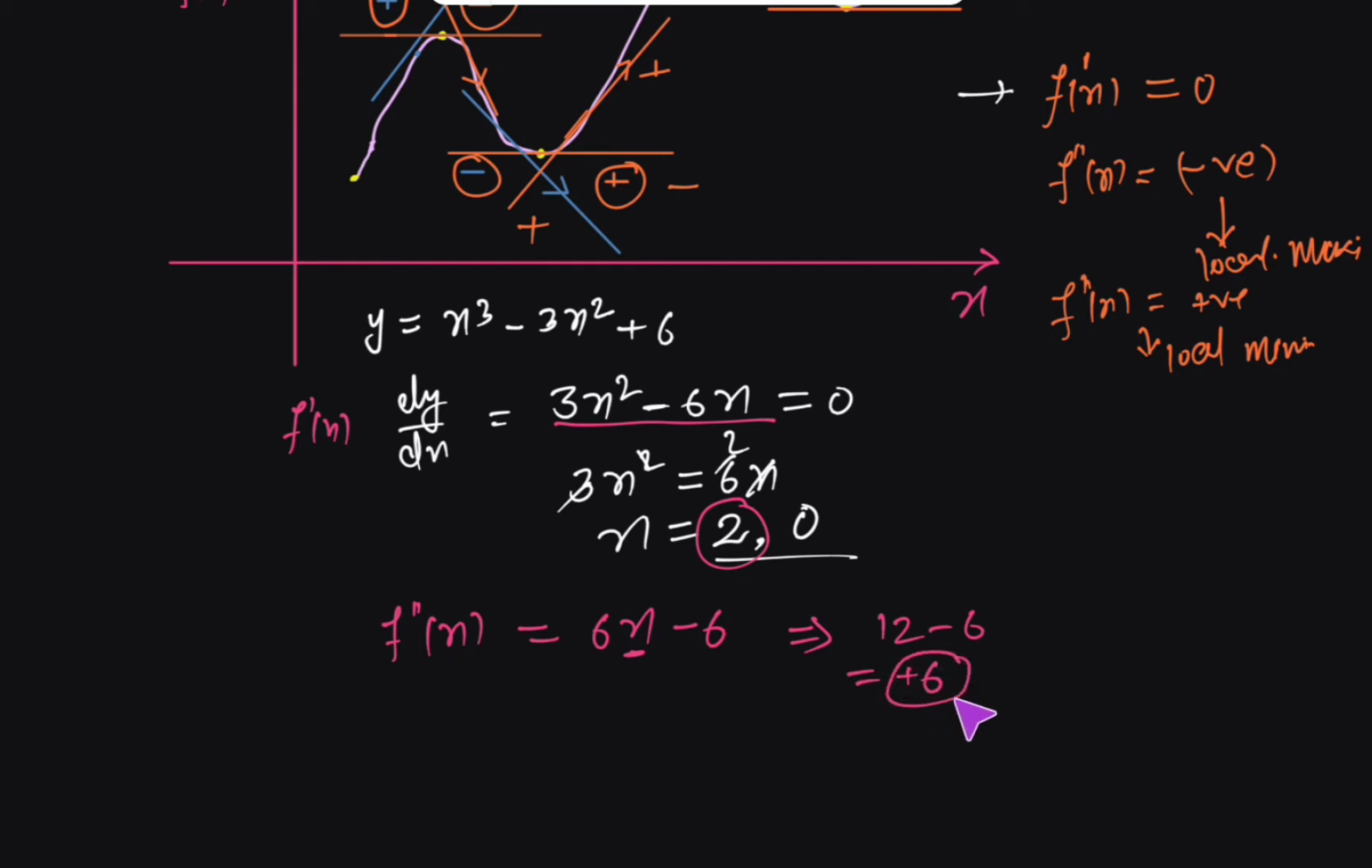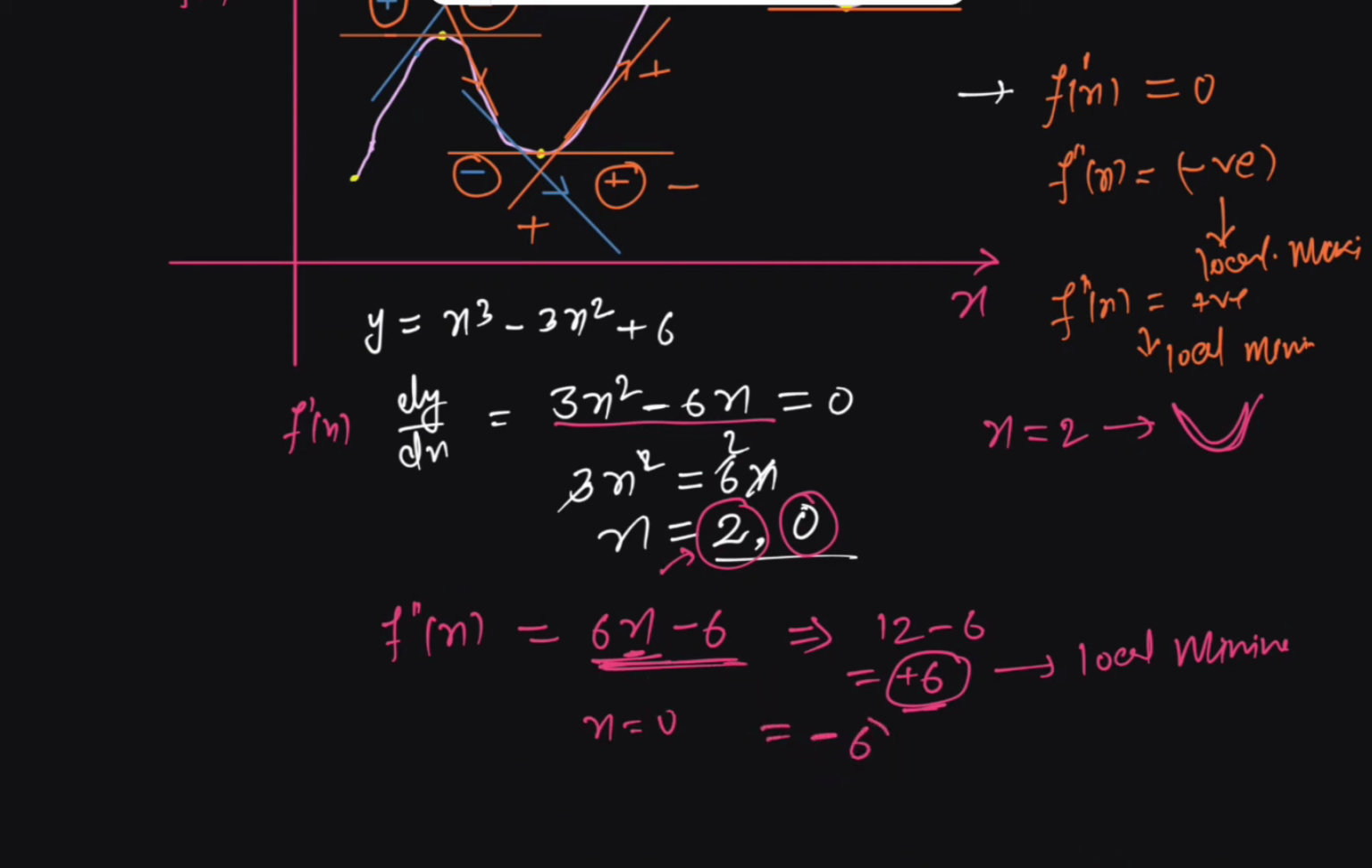When the double differentiation at the extreme point is a positive number, it represents a local minima point. So this value corresponds to x equals 2, and at x equals 2 the function has achieved a minimum value. Now when we put x as 0 in this equation, the first term becomes 0, so the whole expression equals minus 6. The minus sign shows that this represents a local maxima. So when x equals 0, this is a maxima point.